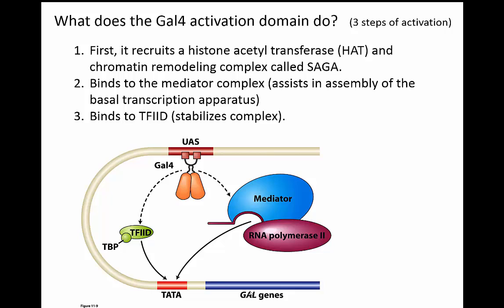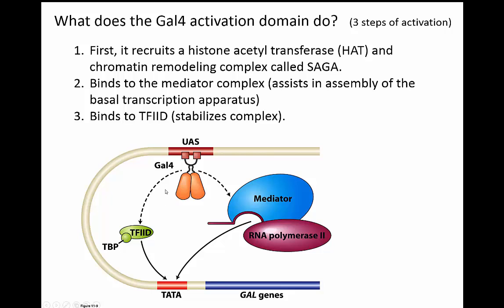The first thing Gal4 does is recruit a histone acetyltransferase, and this will acetylate all of the histones in this region of the genome. It will also recruit a chromatin remodeling complex called SAGA, which moves those nucleosomes out of the way so that the core promoter region will become accessible to the core transcriptional machinery.